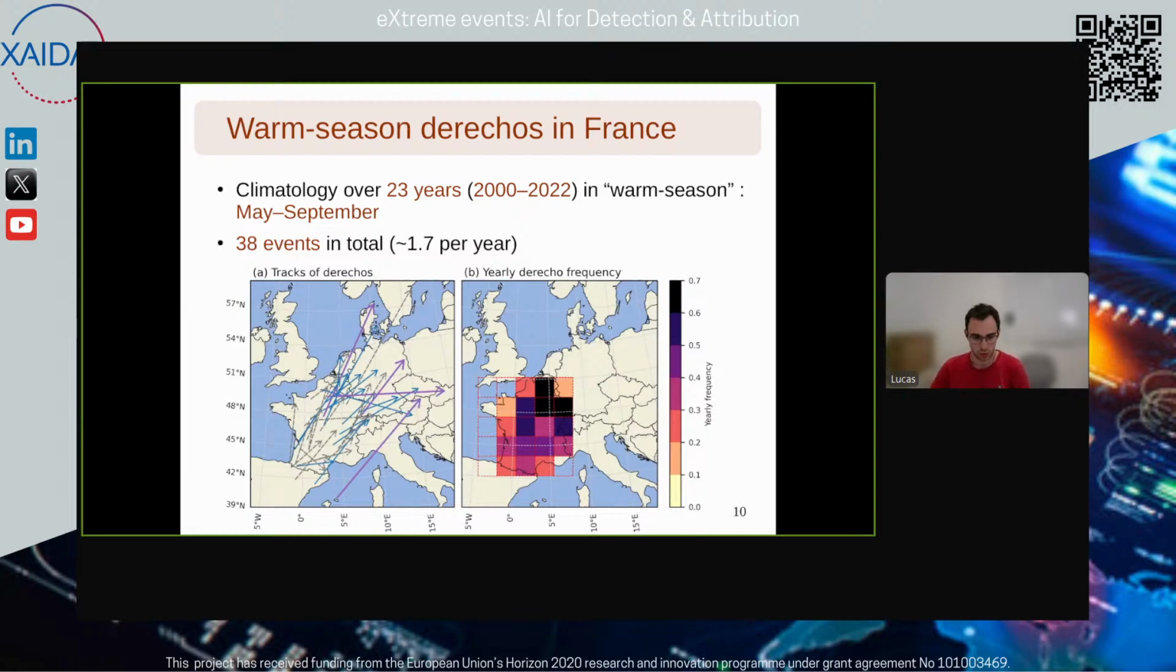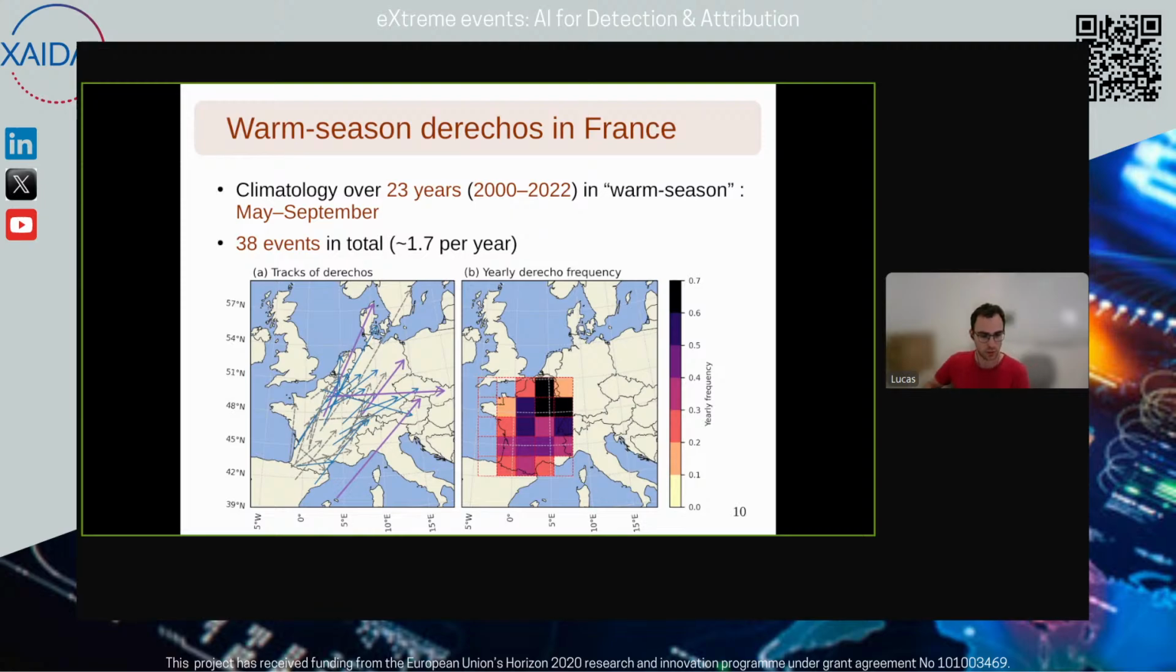So finally, we got these results. We studied a 23 year period between 2000 and 2022, mainly because of the limited time coverage of satellite data. Specifically, we focused on the warm season, between May and September. We found 38 events in total. So the average is 1.7 per year, but there are significant variations from year to year. We can have years without any event, and some years we can have more than 5 events, for example. On the left picture, you see the tracks of these events.